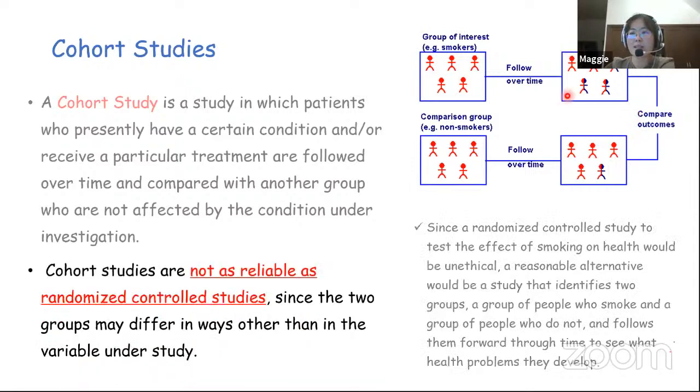So cohort studies are not as reliable as randomized control studies. However, they are more reliable compared to the case control studies. It's a higher level than case control studies. Since two groups may differ in ways other than the variable under study, they are less reliable compared to the randomized control study, because they have other factors. We will describe that later in the next slide.